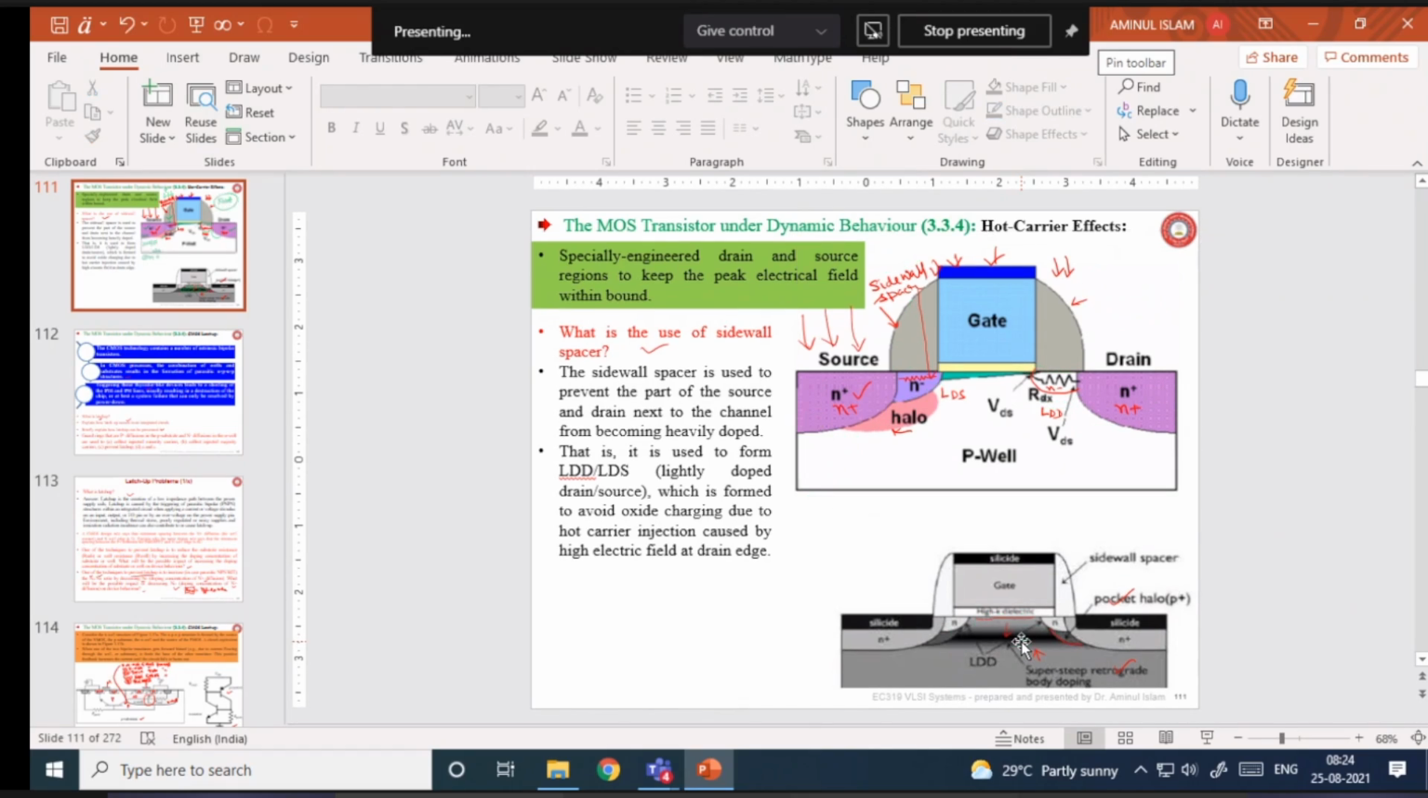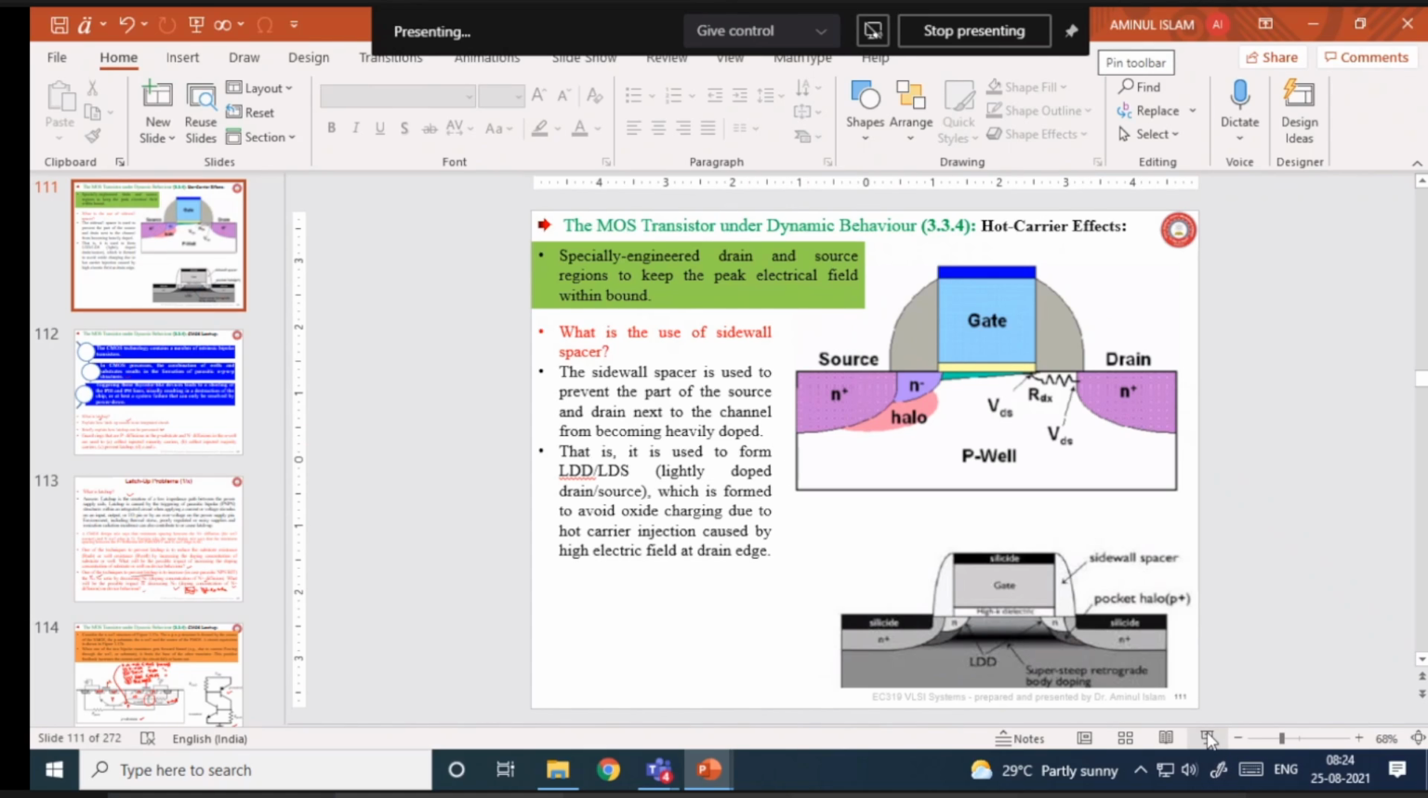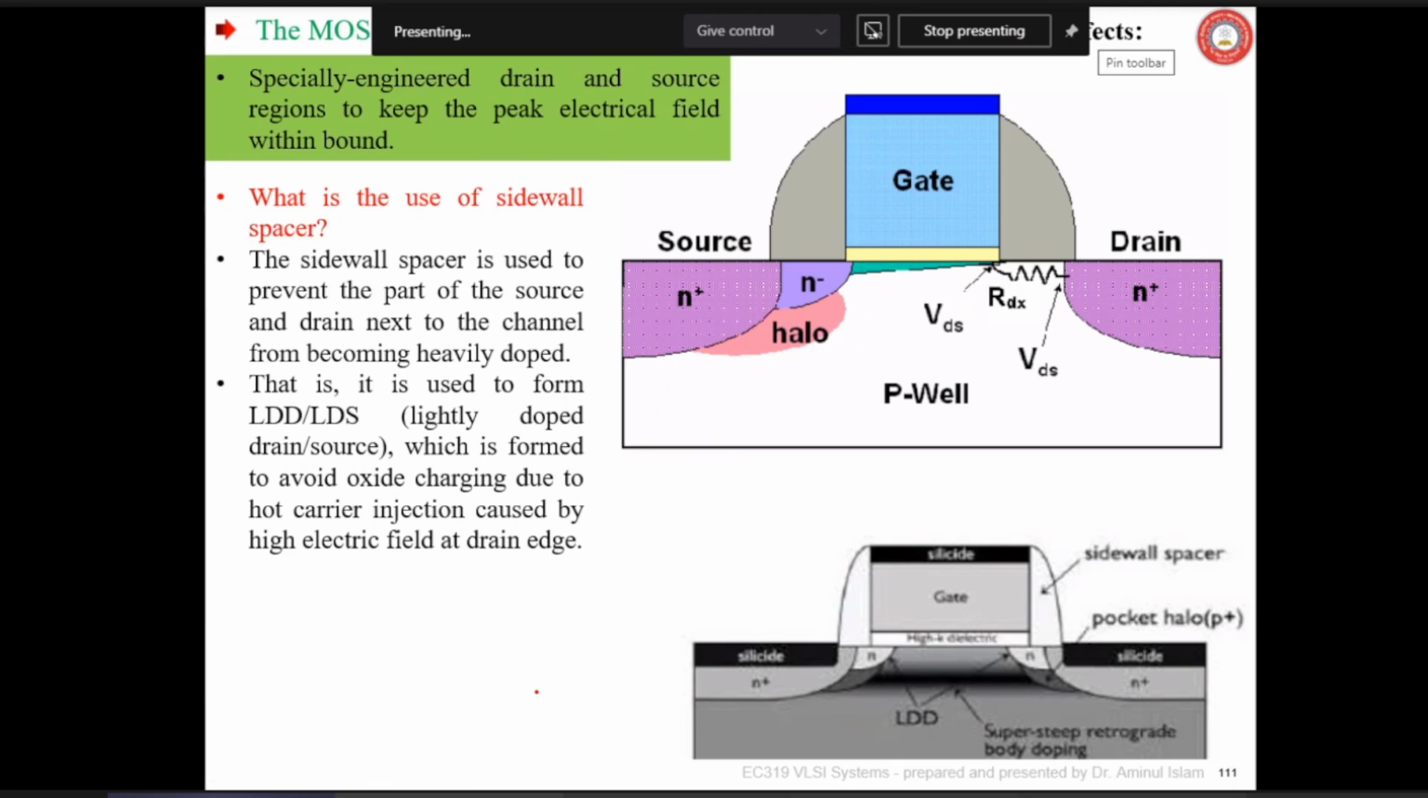Because we need the substrate to be lightly doped. Why? See, what I am meaning is only this black portion is heavily doped. Okay, it is called retrograde doping. This portion is called pocket or halo doping. If we dope the region below, then the channel will not be in control, like the electrons or the charge carriers may go down.